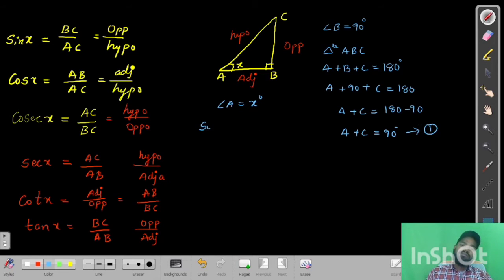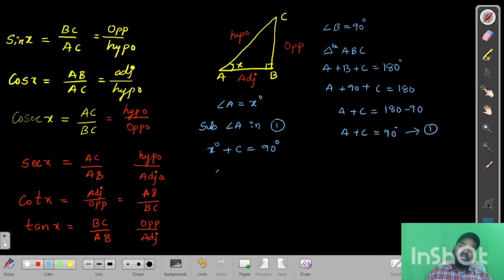Substitute the angle A value in equation 1. So now in the place of A, we should write x degrees, right? X degrees plus C equals 90 degrees.